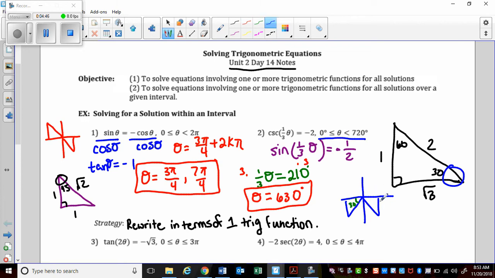This one right here would be 330. So this is 360, and then minus this is 30 degrees. So this is 330. So I have 1/3 theta equals 330 degrees. When I multiply by 3 on each side, I get when theta is equal to 990. 990 won't work because that's not in between 0 and 720. So really the only thing that works is when theta is 630 degrees. That's when sine is -1/2, or when cosecant of 1/3 theta is -2. That's the only thing that works.